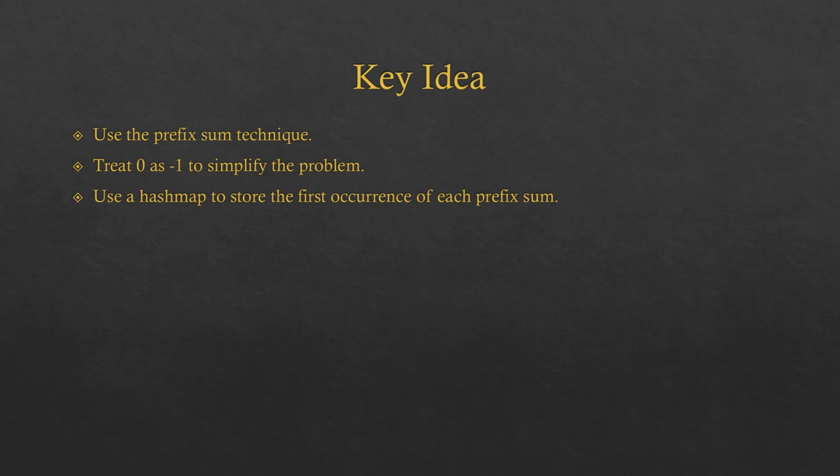To solve this problem efficiently, we use a technique called the prefix sum. But here's the trick: we treat zeros as minus ones. This transformation helps simplify the problem, as we can now focus on finding subarrays where the sum is 0. We will also use a hash map to track the first occurrence of each prefix sum, which will help us identify the largest balanced subarrays.